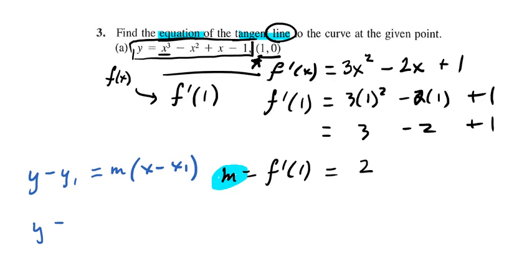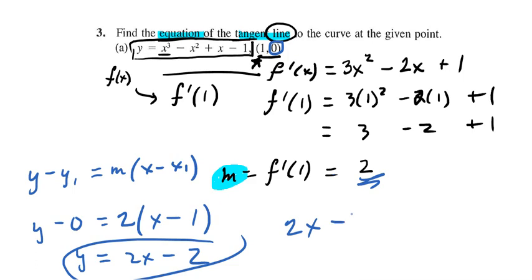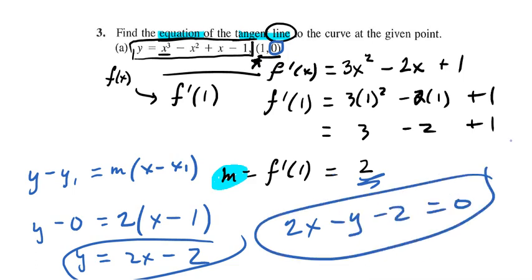Easy breezy. The point we're given, the y value is 0. The slope we just found, that's 2. x minus, and the x value is 1. So you could just say y equals 2x minus 2. That's in y equals mx plus b form. You're done. Or if you want to put it in general form, it could be 2x minus y minus 2 equals 0. And the back of your textbook might have that form as well.